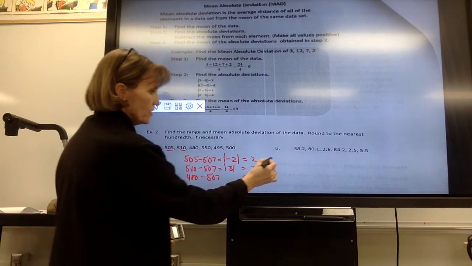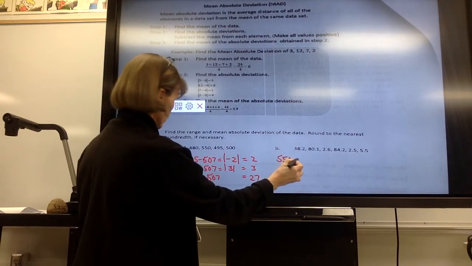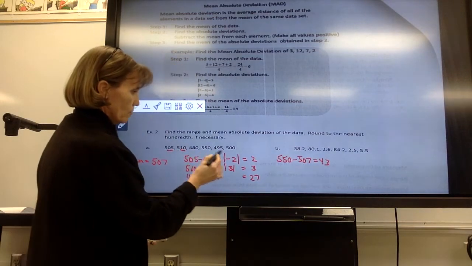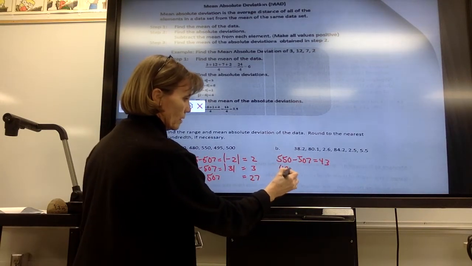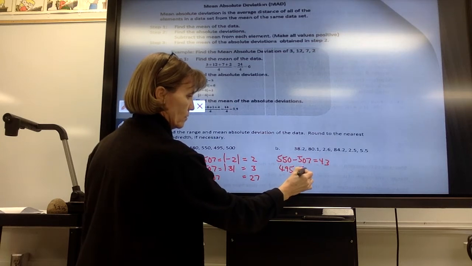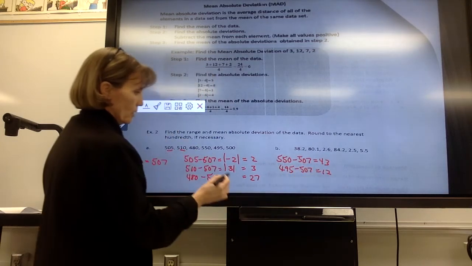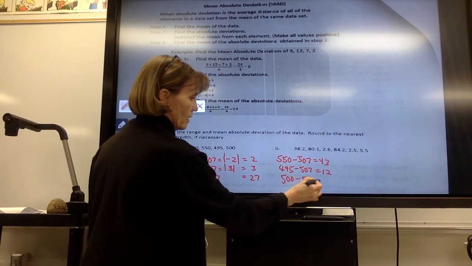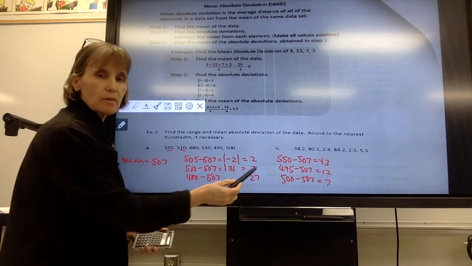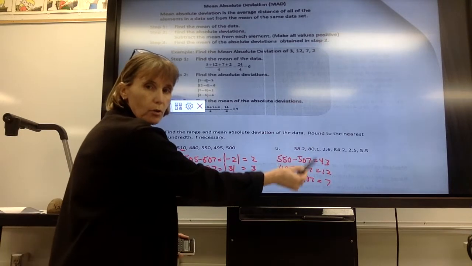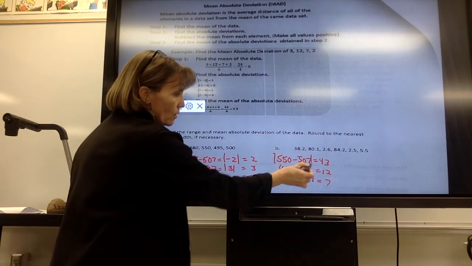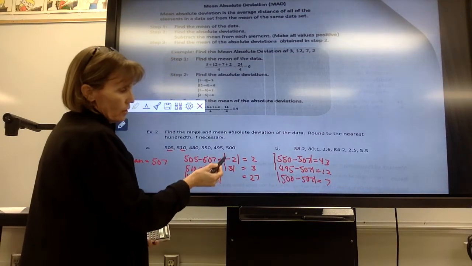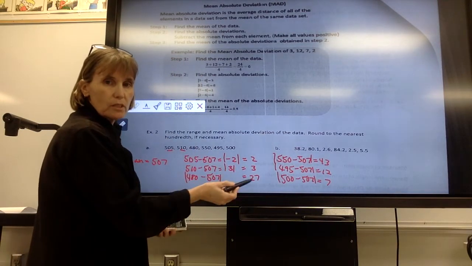Okay, from 550, that's 43 different. 495 has a difference of 12, and 500 has a difference of 7. Now again, some of these are negative, but we're going to take the absolute value of these differences. We're always taking the absolute value. So we're not going to keep negatives, it's just always going to be positive.